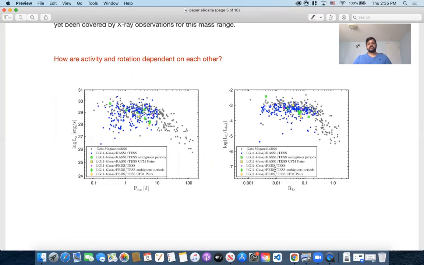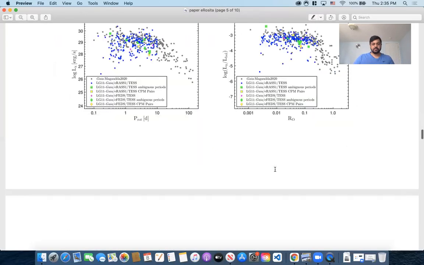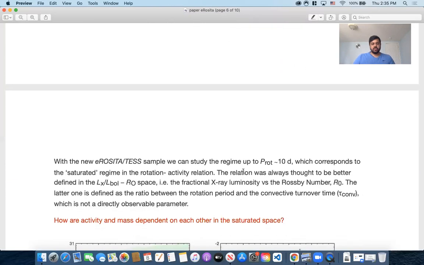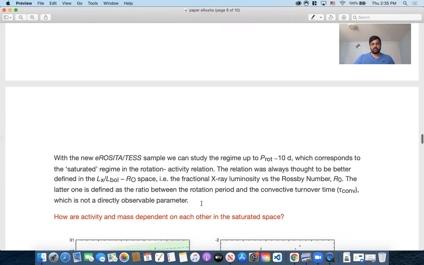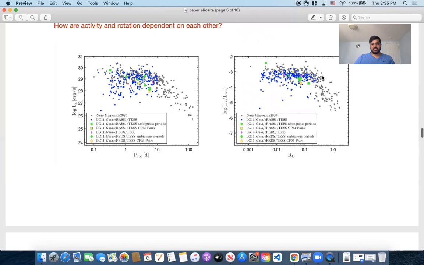How are activity and rotation dependent on each other? With the new eROSITA test sample, we can study the regime up to rotation period of 10 days, which corresponds to the saturated regime in the rotation activity relation. The relation was always thought to be better defined in the luminosity versus Rossby number space. The latter one is defined as the ratio between the rotation period and the convective turnover time, which is not a directly observable parameter. So it's better defined in this graph.